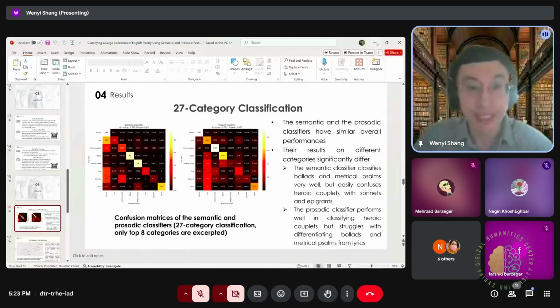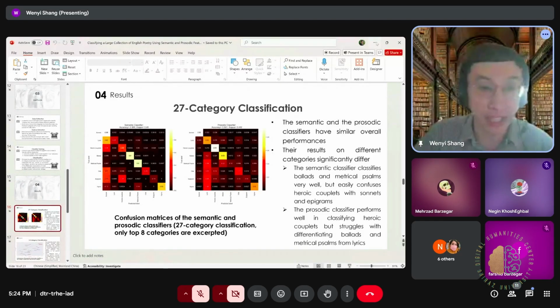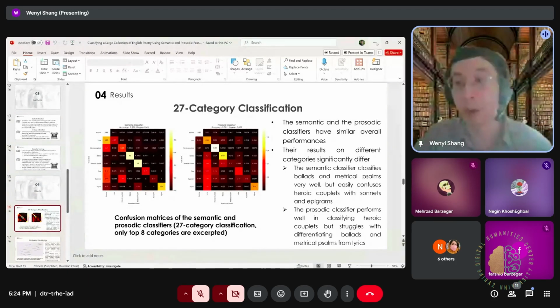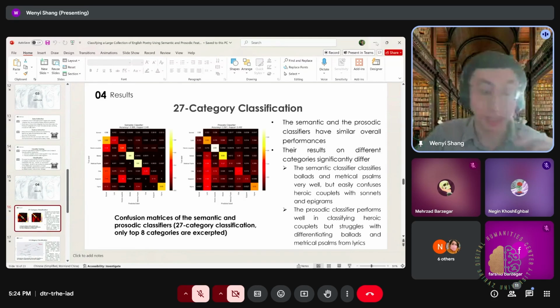So for the 27-category classification experiment, you can see the confusion matrices of the semantic classifier on the left and the prosodic classifier on the right. Overall, the two classifiers have a similar performance. The semantic classifier has an accuracy of 0.58, and the prosodic classifier has an accuracy of 0.56, so that's basically the same. However, the results on different categories differ significantly. It's very obvious from the confusion matrices.